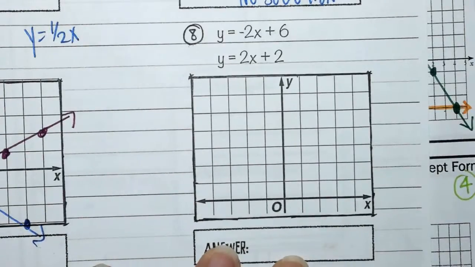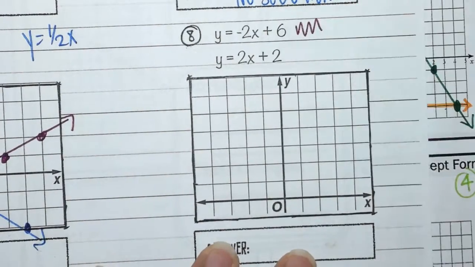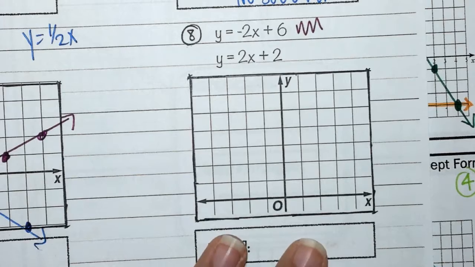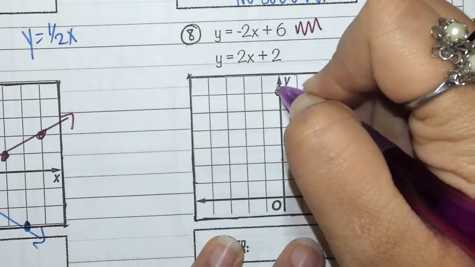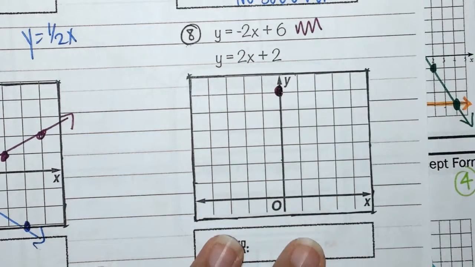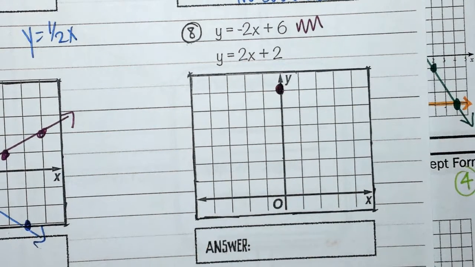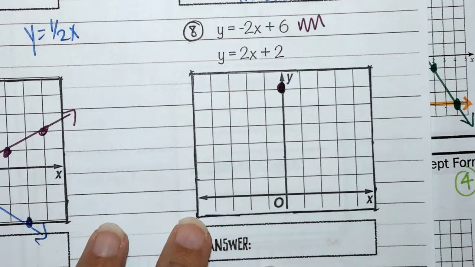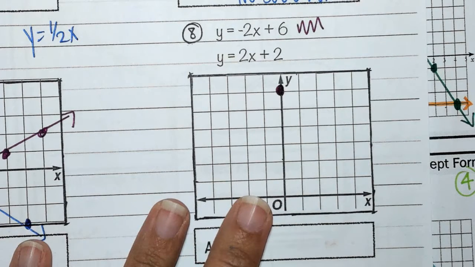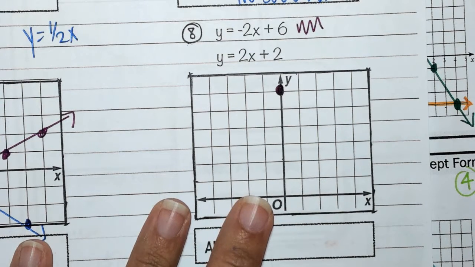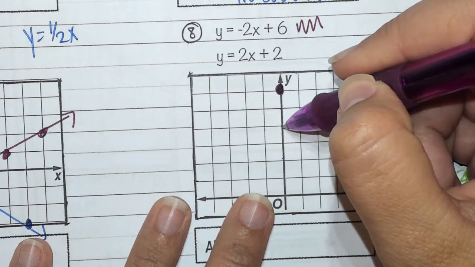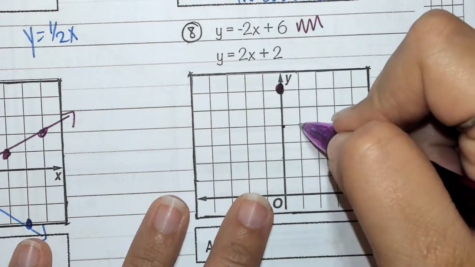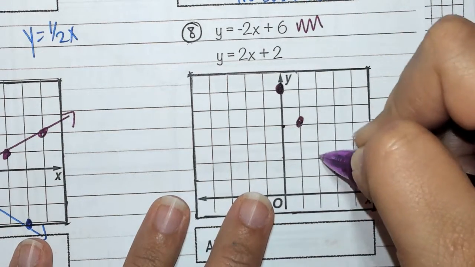Will, can you tell me where to start first on this one? Go up 6. Look at you go. Take a point. And Chandler, can you tell me what to do from here? Down 2, right 1. Okay. Down 2, right 1. Take a point.